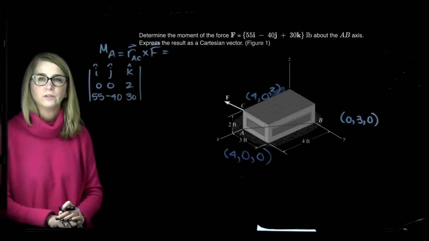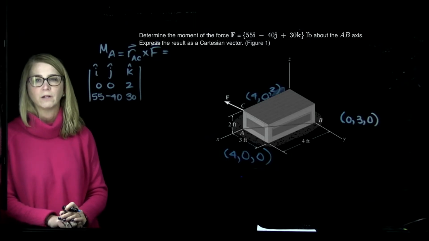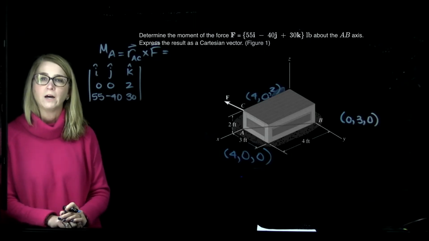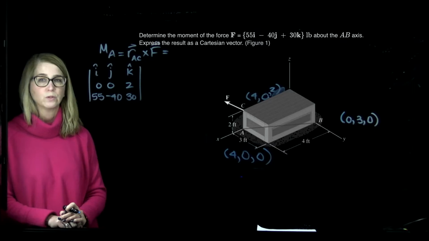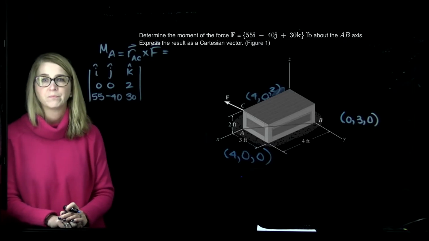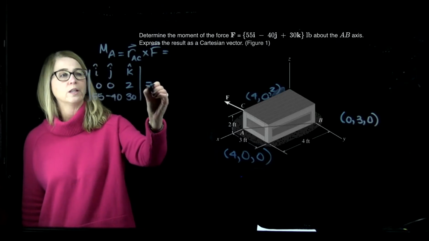And then my F, I have written here, is 55, minus 40, and 30. And so this is how I'm going to start off, by writing the moment about a point that I chose that was on the line that I'm interested in finding the moment about. So I found a point on the line, I chose point A.